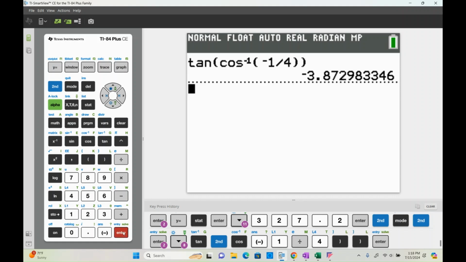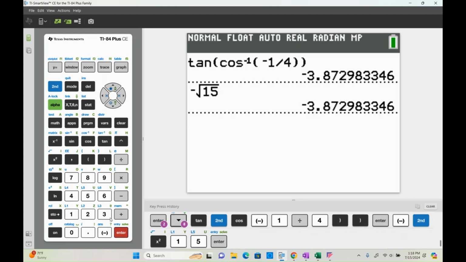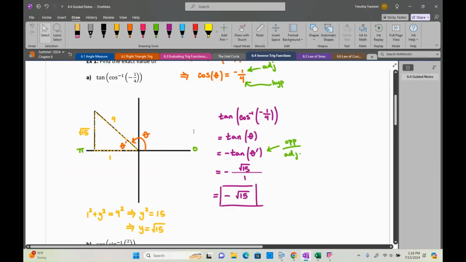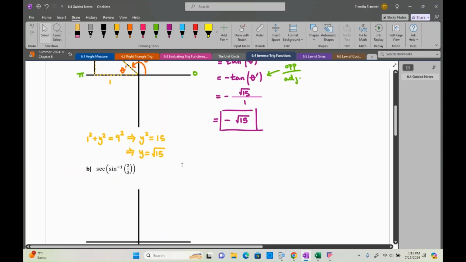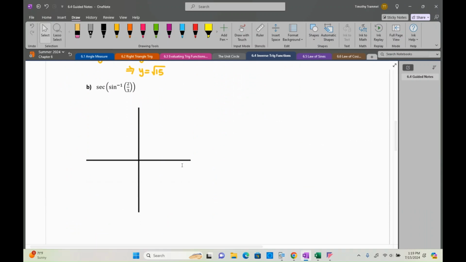Okay. And so I'm getting this right here, which should be equal to minus the square root of 15, is what we had found. All right, and we can see that these two things have the same decimal approximation. So we know we've done this correctly. All right, let's go ahead and give another one a try. And if you want to, you can pause the video before you try it, or if you're not feeling ready, you can just watch this through.